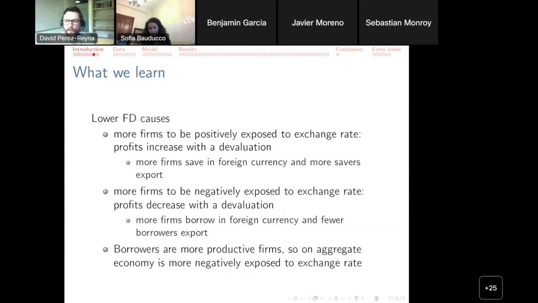And on net, what we find is that precisely the firms that are borrowing are going to be the most productive firms. So in aggregate, when there's less financial development, the economy as a whole is going to be more negatively exposed to the exchange rate. So a devaluation is going to cause firms, on average, to be worse off. So maybe this is a good place to make a pit stop. I don't know if there are any more questions.